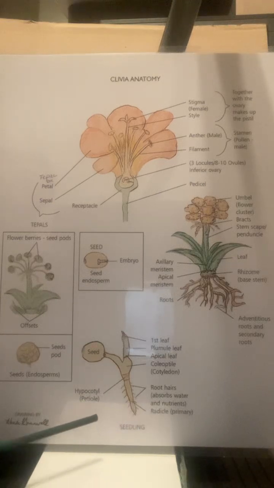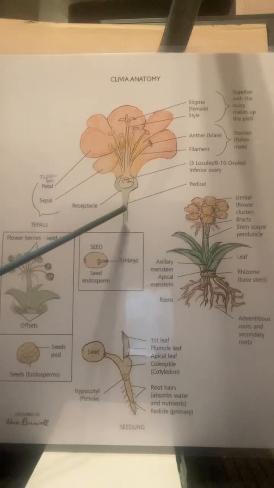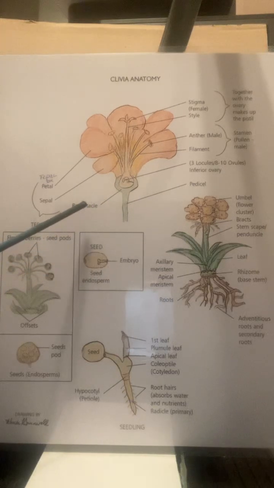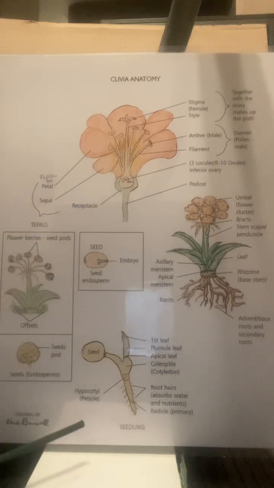And then you have the hypocotyl or the peduncle, which forms into this stem on the flower. It's called a peduncle. And that whole ovary thing I've missed, that's called the receptacle.